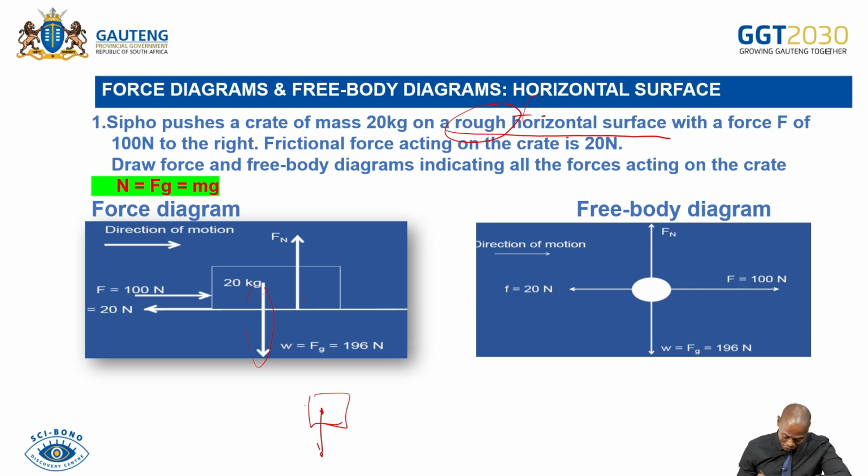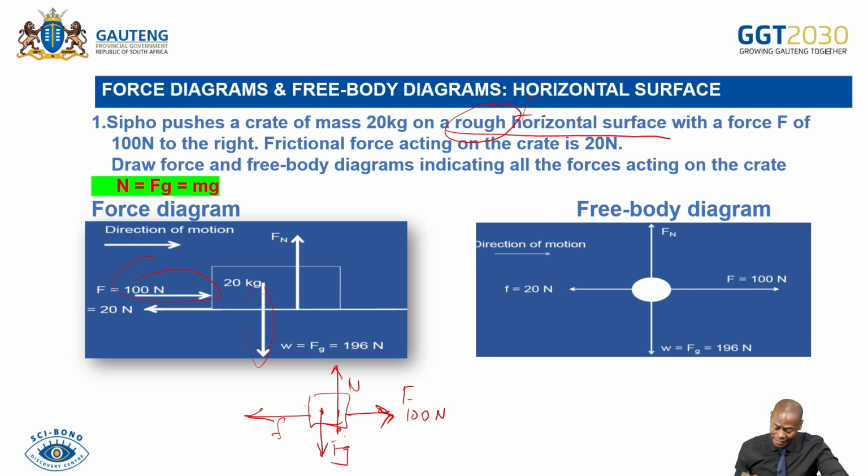You have your Fg, you have your normal force, you have your 100 newtons, which is the force applied, and you also have your frictional force, which is 20 newtons, right? So you can even draw it like this, especially this one, all right? Because remember here, when it comes to force diagrams, forces can either point towards or away.